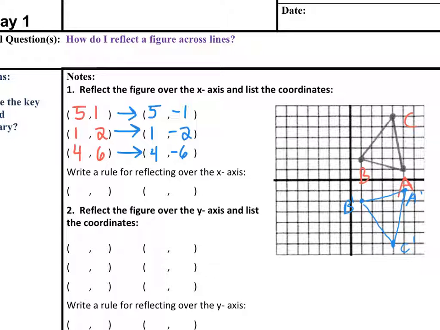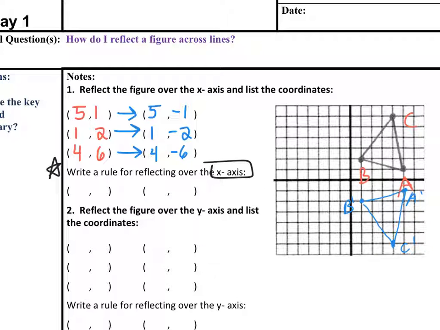Okay, so could someone raise your hand and tell me what's happening? There's so many good things. I know there is. Let me hear from one person. Tori, say it loud. The Y's are getting negated. Right. The x stays the same, but the y gets negated. It changes signs.